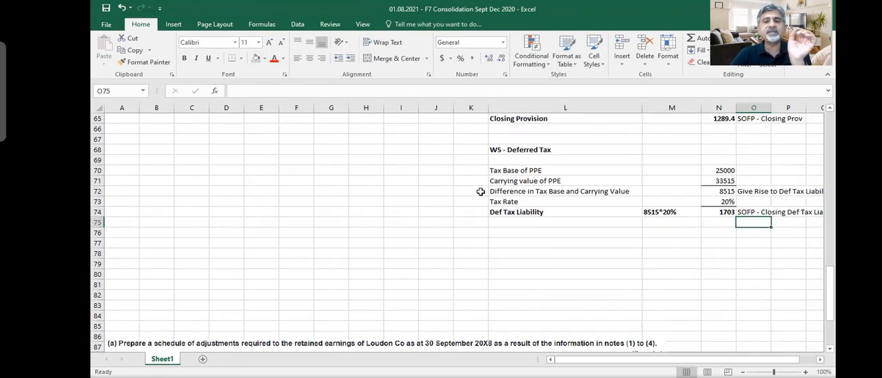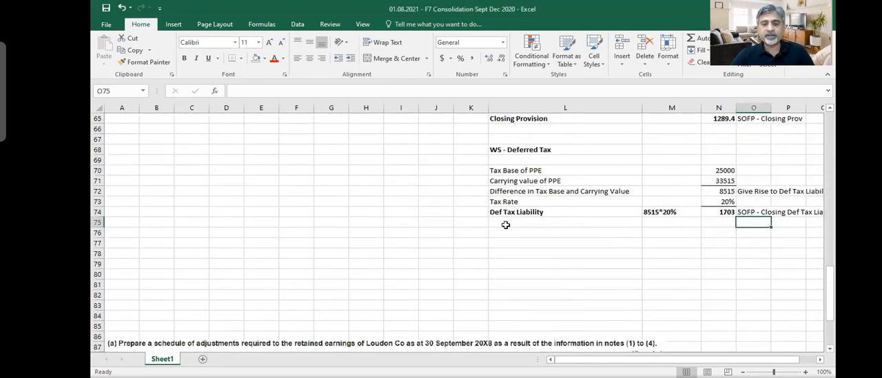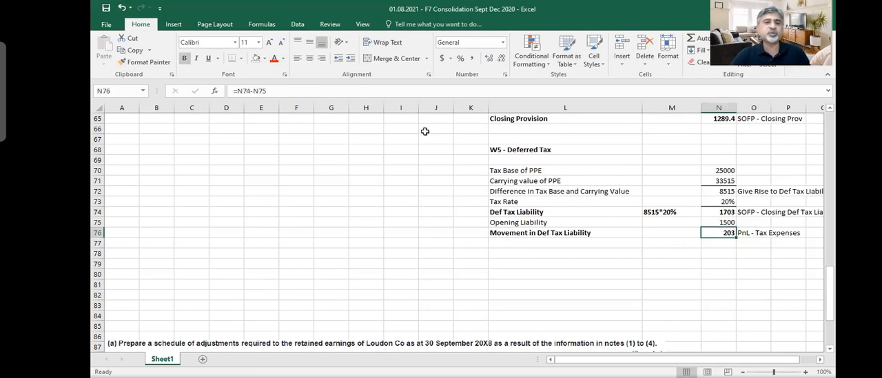But then you always see how much is already shown in the books at the beginning of the year. At the beginning of the year, you have a deferred tax of 1500. So your total deferred tax liability is 1703, and 1500 you already have recorded. So the opening liability was 1500. And the movement in deferred tax liability, the change, the difference, is 203. That 203 is an increase in the liability, and therefore this goes to my P&L as tax expense. This is your tax expense, 203. This is the last item we calculated that should go to P&L. So these are the things which are going to impact my retained earnings.